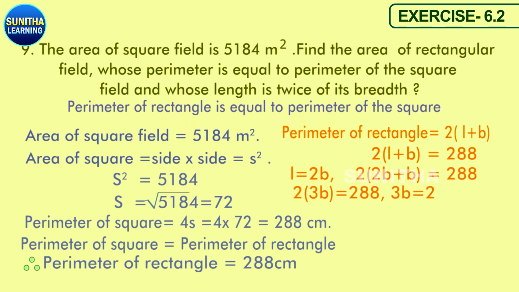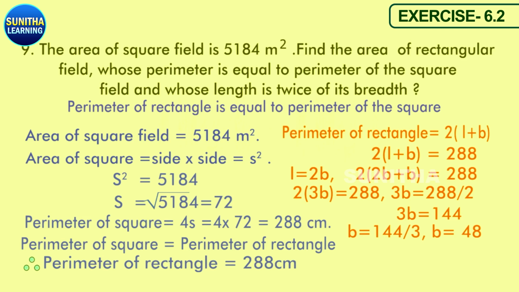Now send the 2 to that side. Therefore, 2B plus B will become 3B. 3B is equal to 288 by 2. So when you cancel, you will get 144. 3B is equal to 144. Now send the 3 to that side: B is equal to 144 by 3. So if you cancel, you will get the B value as 48.